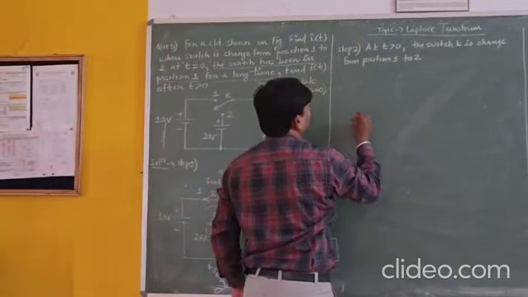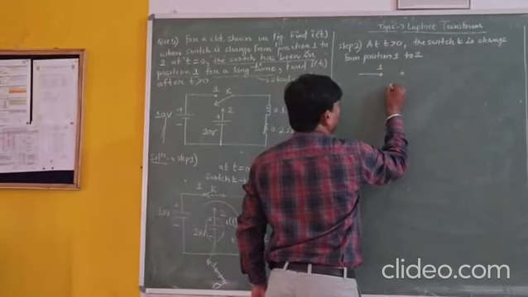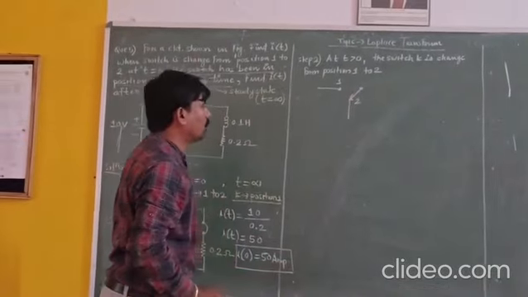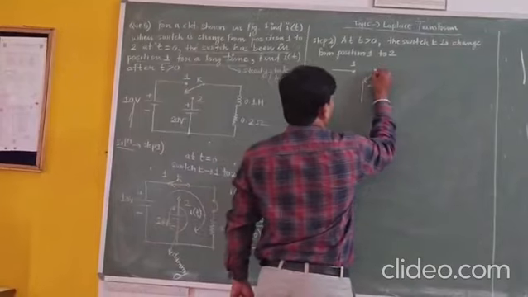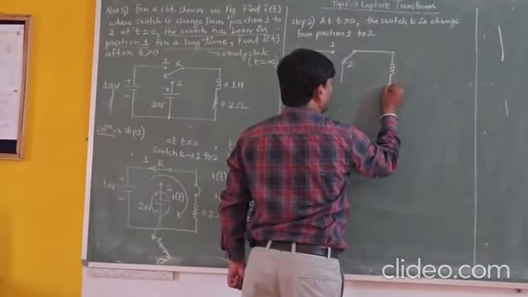Therefore, now this is the position number 1, this is the position number 2. Now the switch is available in this position 2. Now the same diagram we have to draw again.